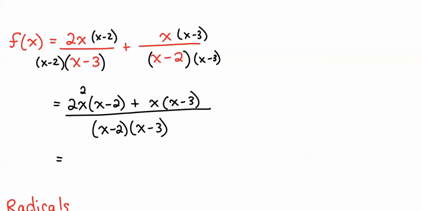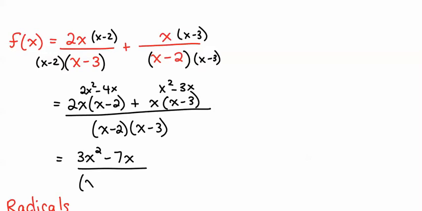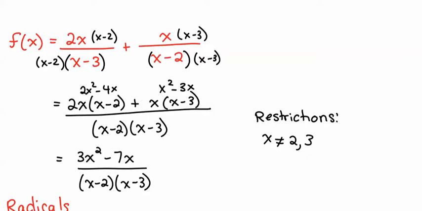This is actually 2x squared minus 4x, and this is actually x squared minus 3x. So if I collect like terms, 2x squared plus x squared is 3x squared. I've got negative 4x plus negative 3x, so that's negative 7x over x minus 2 times x minus 3. And if I want to state some restrictions, x can't equal 2 and x can't equal 3.